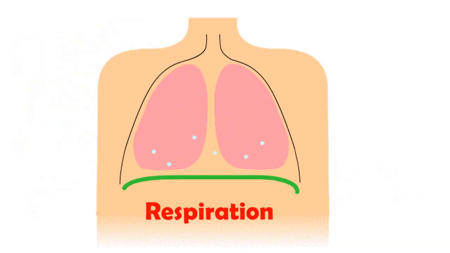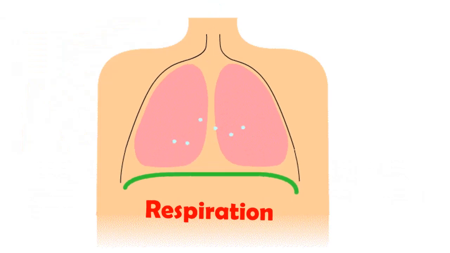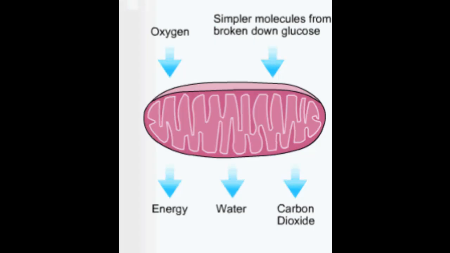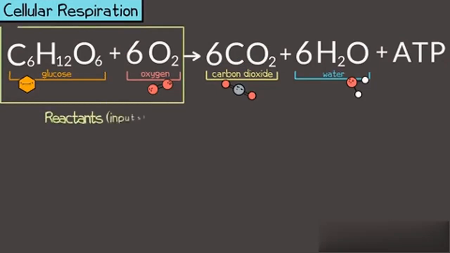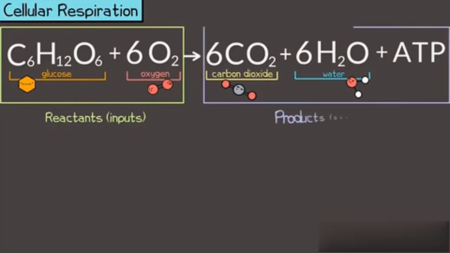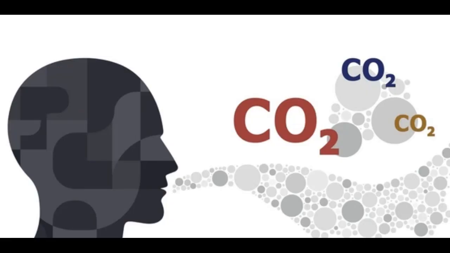Next is respiration. All living organisms like plants, animals, and microorganisms break down glucose during cellular respiration to release energy. And the chemical reaction for respiration is C6H12O6 + 6O2 yields 6CO2 + 6H2O + energy as ATP. Now, carbon dioxide is released back into the atmosphere or water.